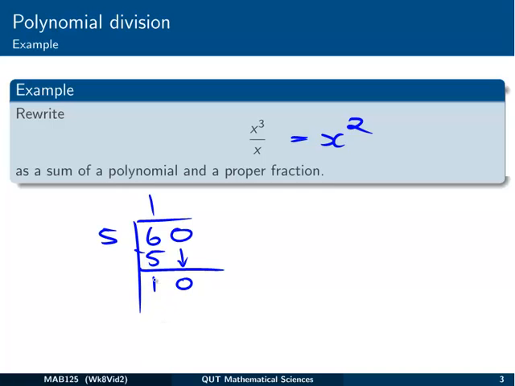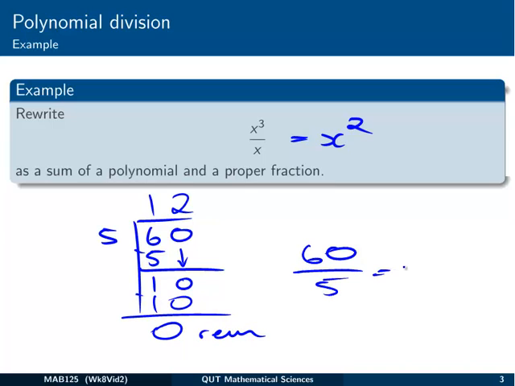5 doesn't go into 1, so we have to look at the whole thing. 5 goes into 10 twice, so we pop a 2 up here. 2 times 5 is 10. Subtracting those, we end up with 0. So we know that 60 divided by 5 is going to be 12 with no remainder.